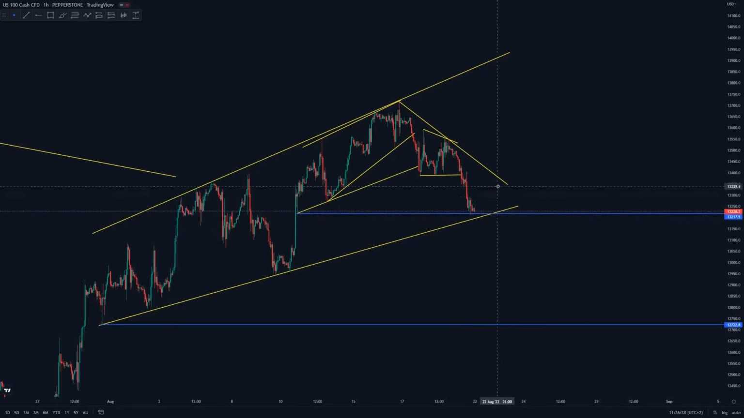Okay, we just wait for a nice correction and a move to the downside, or a breakage and a retest, and a move to the upside. That's it.